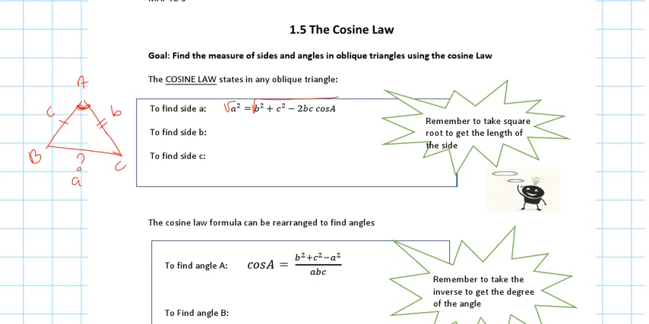Now, what if I am looking for side B? What would my formula be? What would I know? What sides would I know? A squared plus C squared, so I know side A and C, minus 2AC cosine angle B. So in this case, you would know angle B, and you know side A and C, and you're looking for side B.